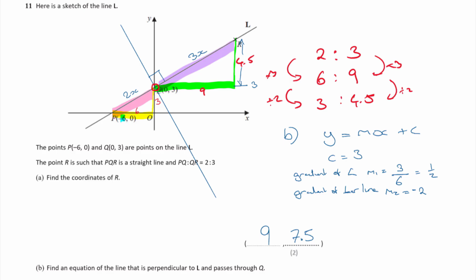I already knew the y-intercept was 3. So now I know everything I need to know for this line. If the gradient is minus 2 and the intercept is 3, then I can plug my gradient in there and my intercept in there, and I've got the equation of the line. So the equation of the line is y equals m, minus 2, x plus c, 3. Y equals minus 2x plus 3.